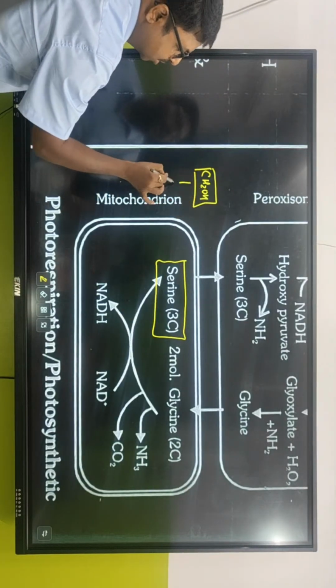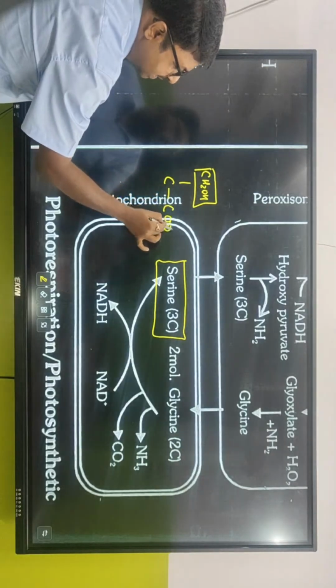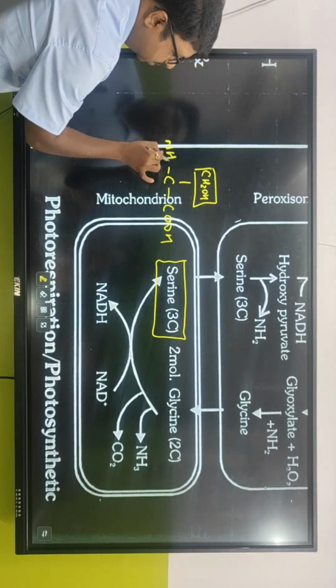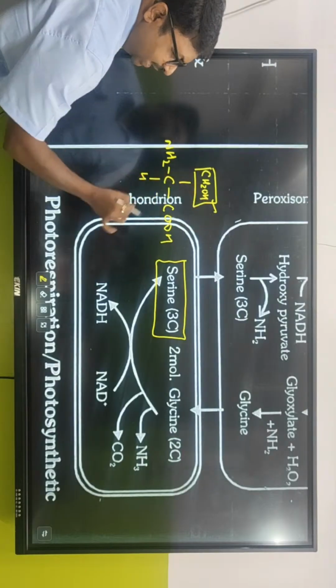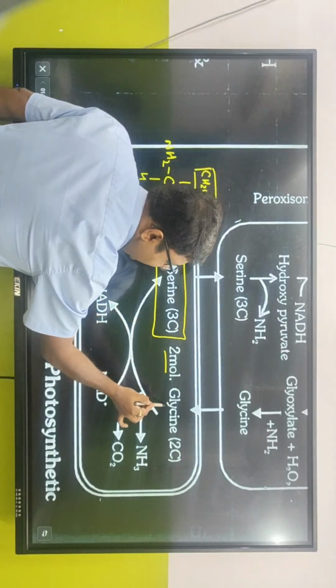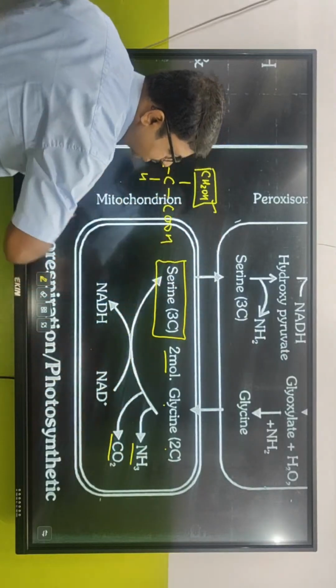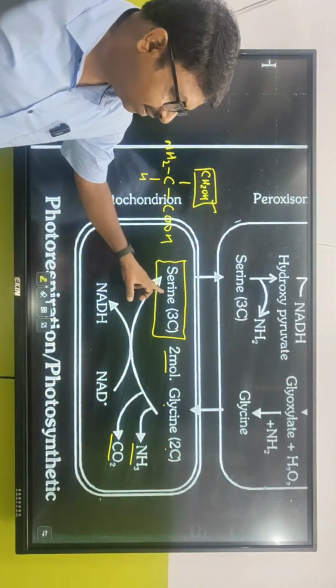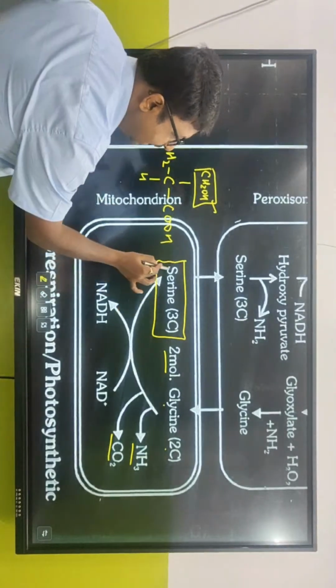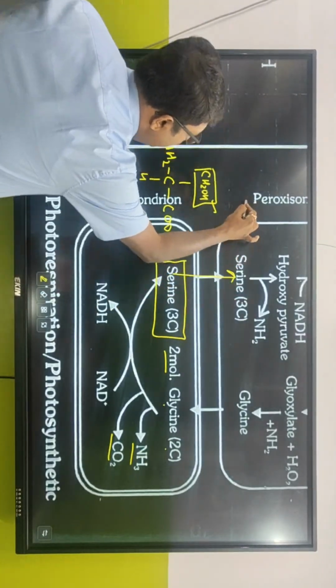CH2OH is the alkyl group of serine. This is COOH, this is NH2, and this is hydrogen. This is serine. So two molecules of glycine, which is a 4 carbon compound, lose one carbon dioxide and one ammonia, and form what? Serine. This serine comes back to peroxisomes.